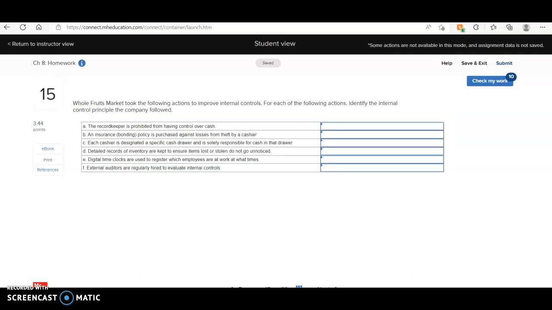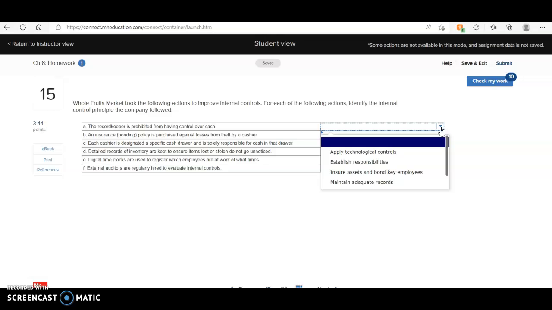Going into number 15, again, it's more internal controls. This one's asking you to identify the internal control principle that the company did follow. So it's giving you A through F, and you're just going to choose over here in the drop down the principle that it matches up with.